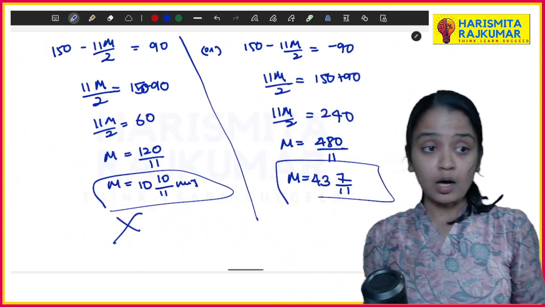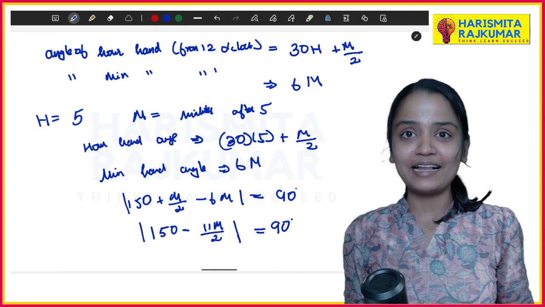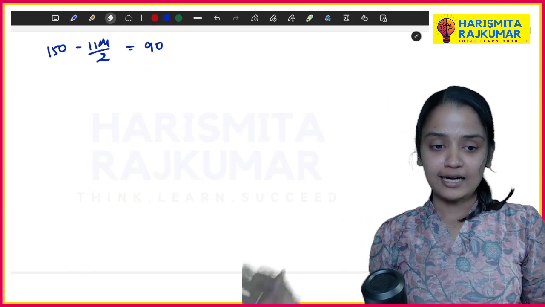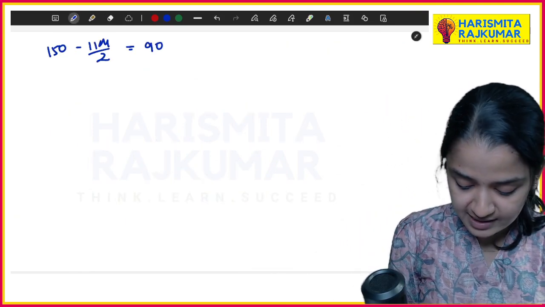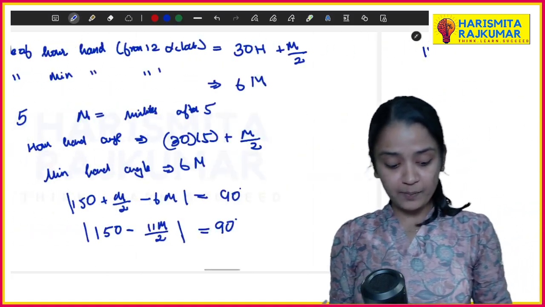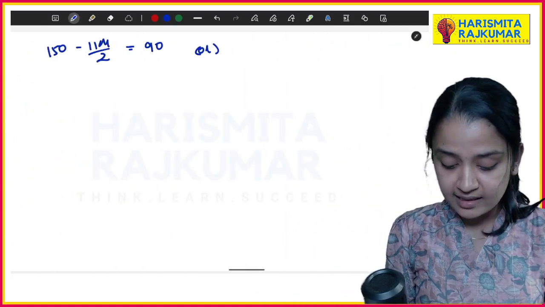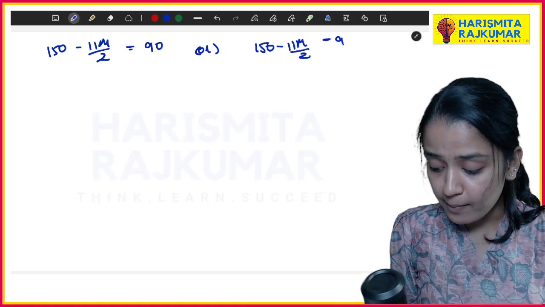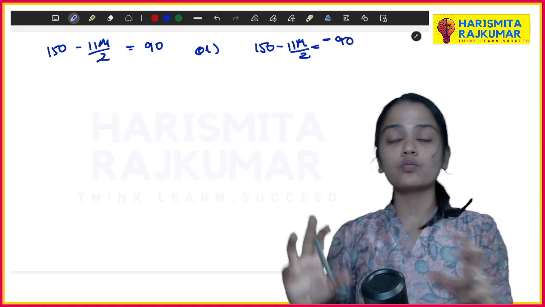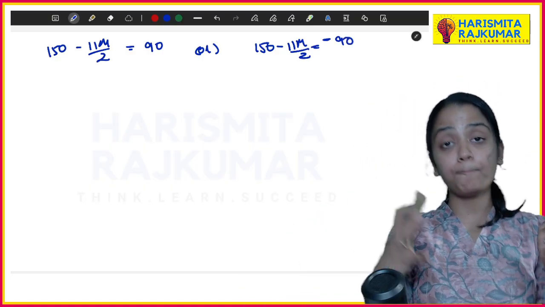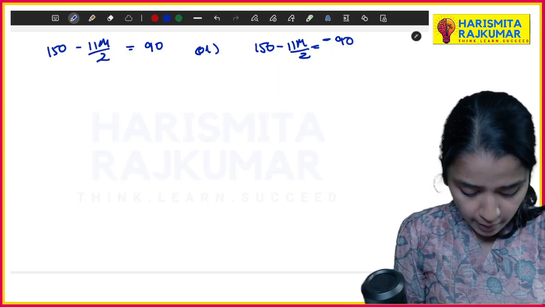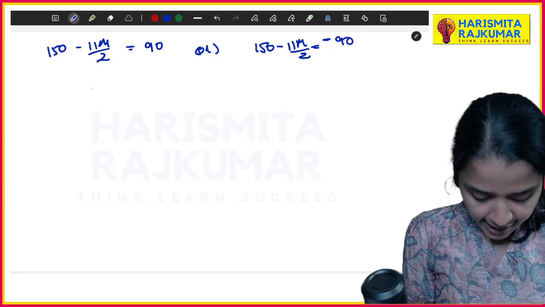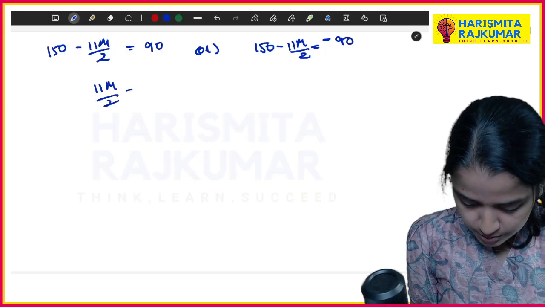Okay. Now, I've already calculated and kept it, so now I have erased it. So basically you have two things: 150 minus 11M by 2 is either 90, or 150 minus 11M by 2 is minus 90, because when you remove the mod sign, it becomes plus 90 or minus 90. When I solve this further, I get 11M by 2 is equal to 60.